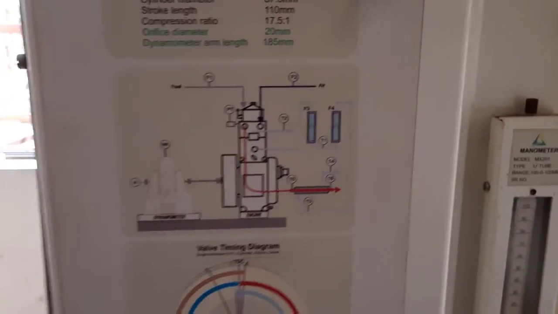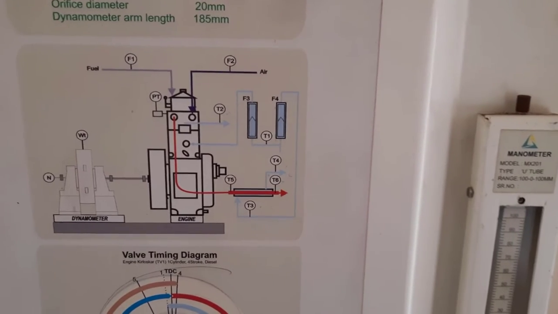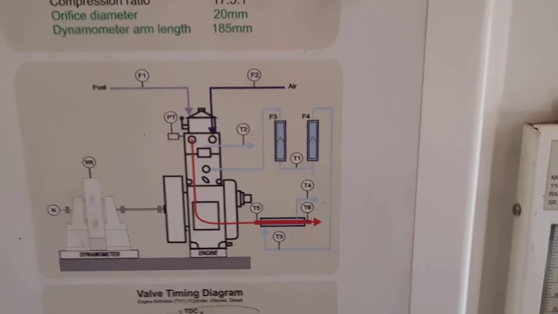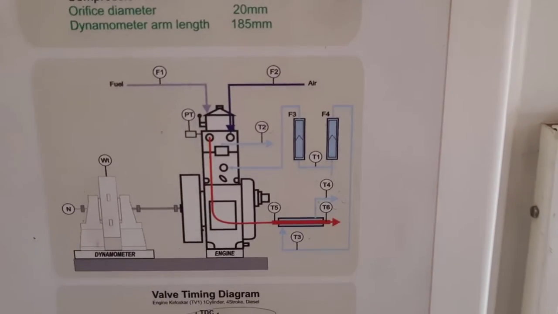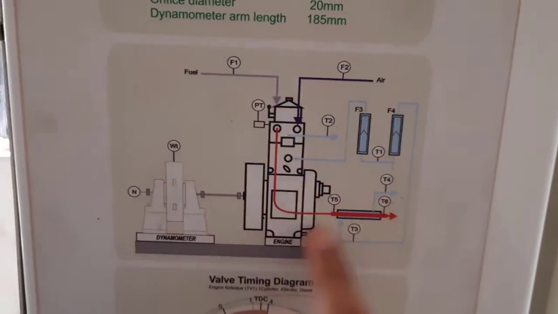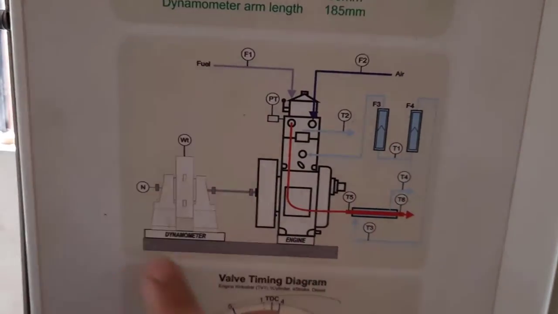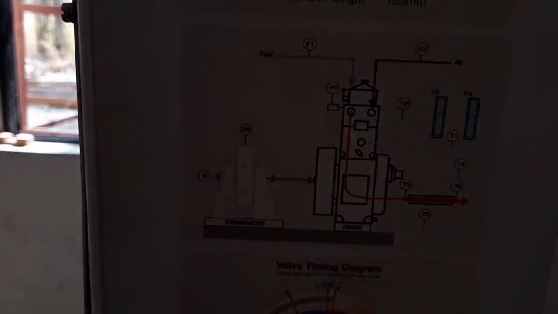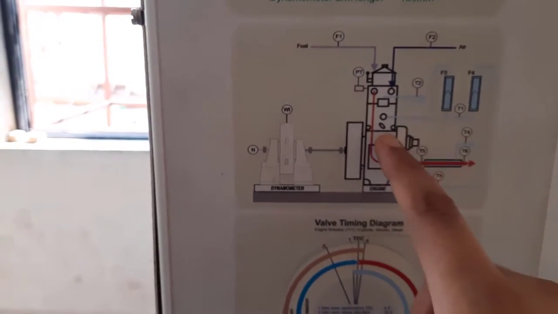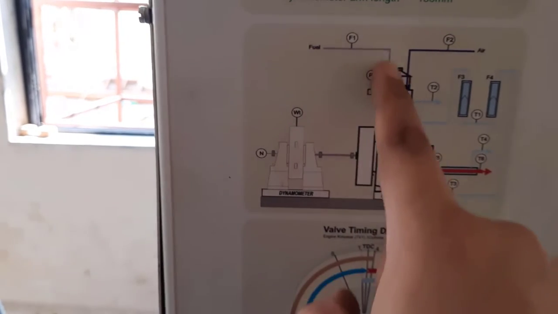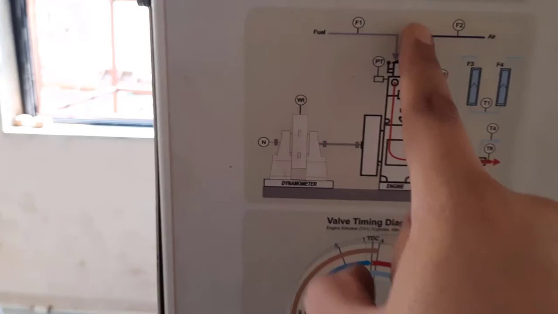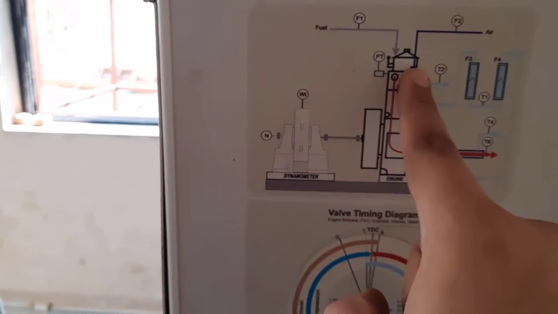Now see this. This is a simplified diagram of the entire setup. What are they showing in this setup? All the things that I explained over here are explained in this single diagram. This is your engine, this is your dynamometer. Here is F1, fuel is coming into the engine. Air is coming into the engine, here F2.